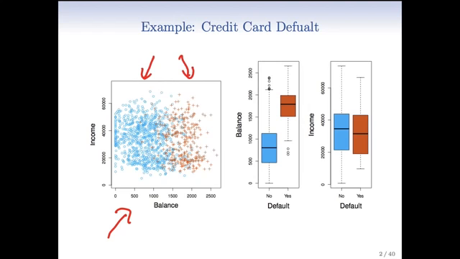On the right, we actually show box plots of these two variables. Default is at the bottom, no or yes in both cases. We've got balance, and we've got income. And here we also clearly see that there's a big difference in the distributions of balance for default or not, whereas for income, there hardly seems to be any difference.